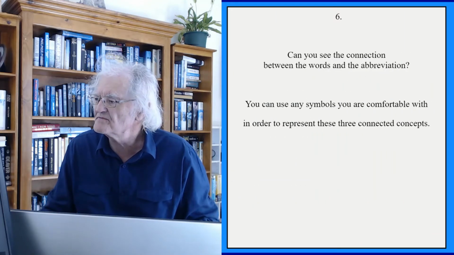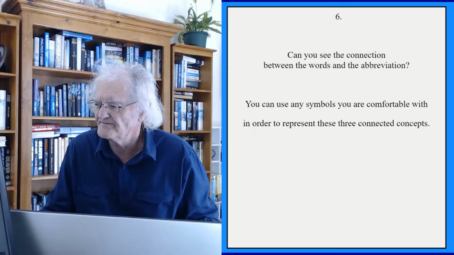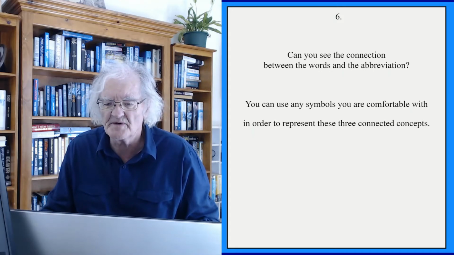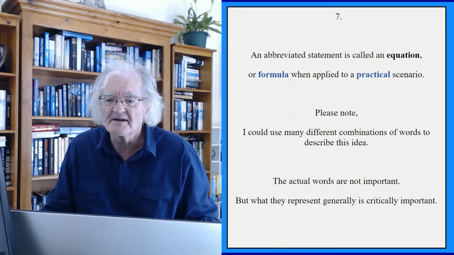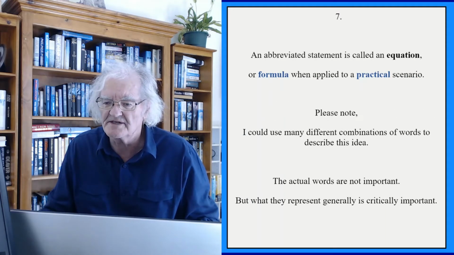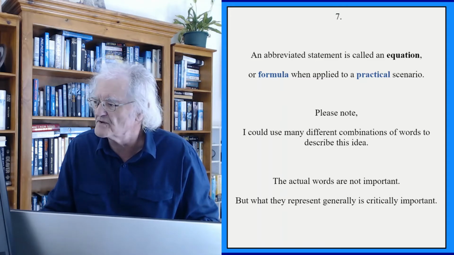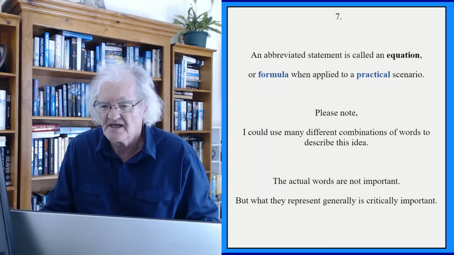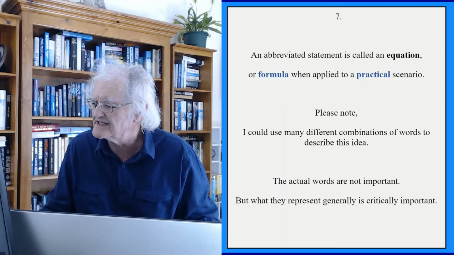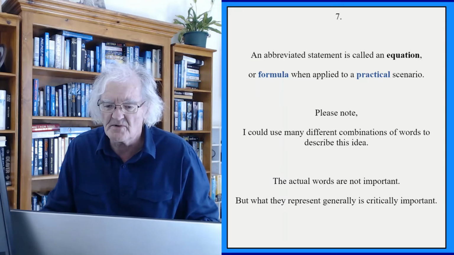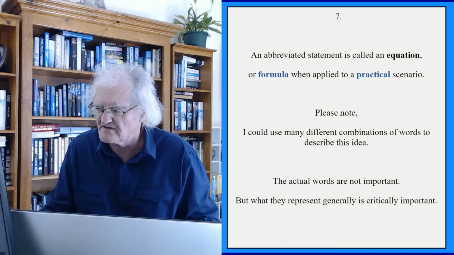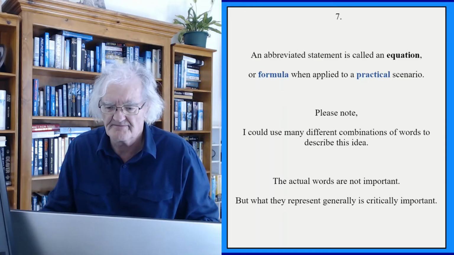Can you see the connection between the words and the abbreviations? You can use any symbols you are comfortable with in order to represent these 3 connected concepts. An abbreviated statement is called an equation or formula when applied to a practical scenario. Now please note, I could use many different combinations of words to describe this idea. The actual words are not important, but what they represent generally is critically important. So try to look beyond the words.